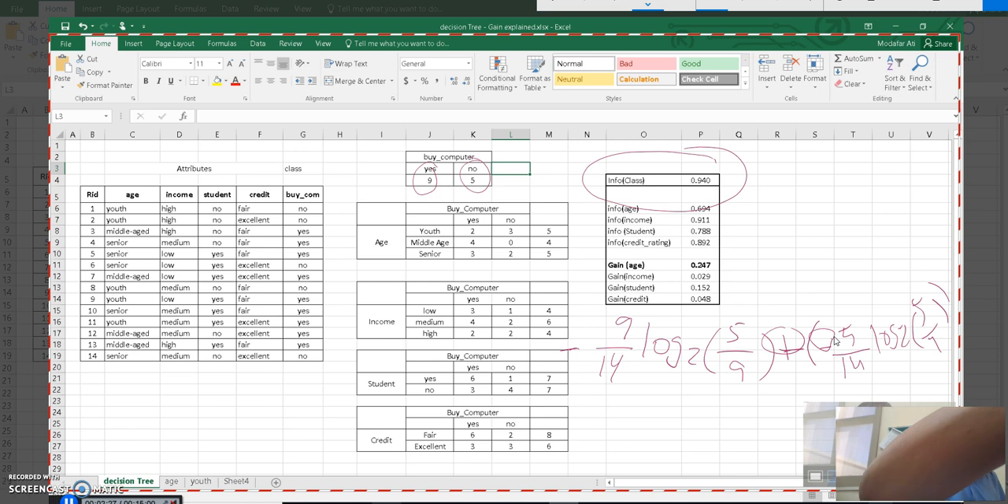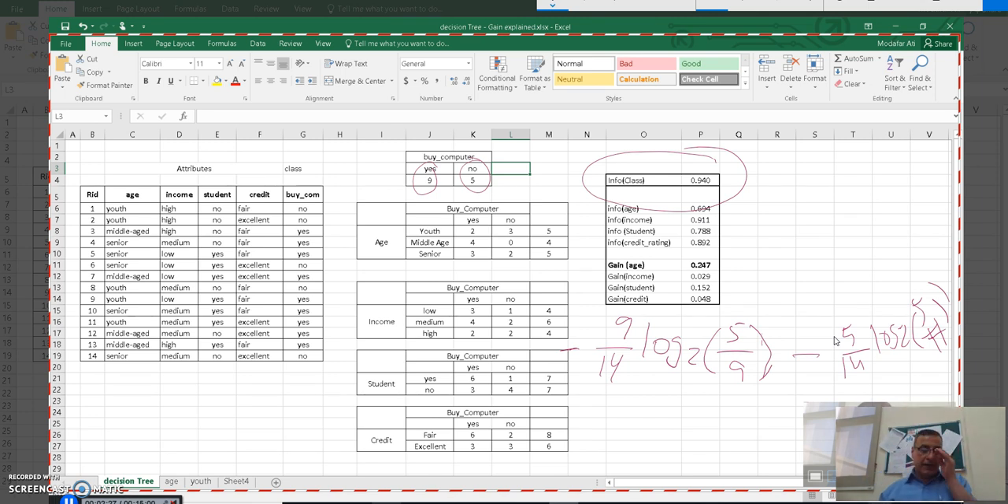So in this case, I say minus the yeses, 9 over 14, log 2 of 9 over 14, and then I've got 5 out of 14 for the nos, log 2 of 5 over 14. This is 14 here, and this is 14. So how can I do log 2?